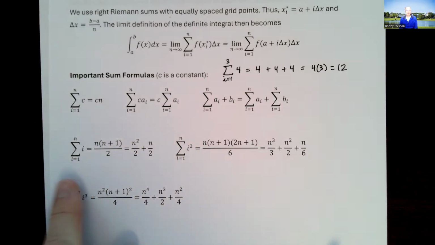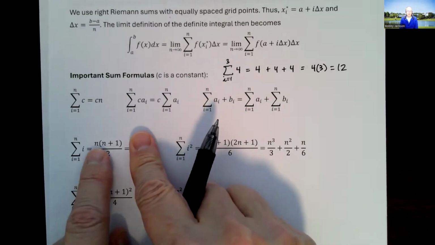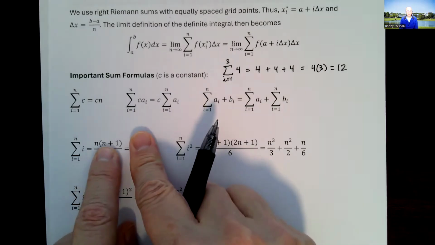But this says the summation of the first n numbers, i equal 1 to n of i. So this would be 1 plus 2 plus 3 plus 4 plus 5 all the way to n, is equal to this. Just look at this for a minute. n times the quantity n plus 1, over 2, which basically says take n, multiply it by 1 more than n, then divide by 2.